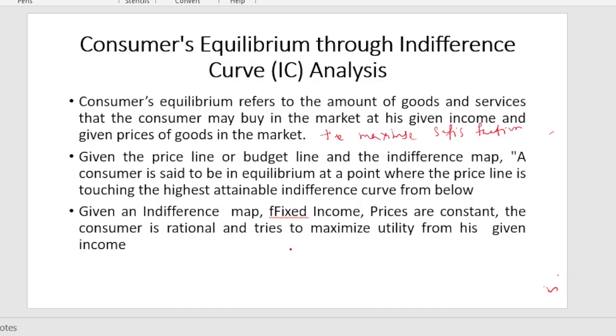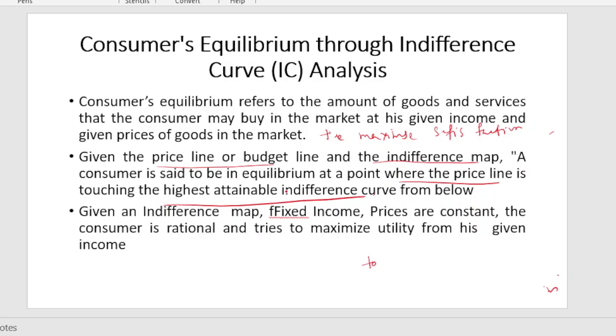Consumer equilibrium is the level at which a consumer maximizes his satisfaction with the given income, at the highest indifference curve, or the point where the price line touches the highest attainable indifference curve. He tries to maximize satisfaction from his given income. It can be portrayed with the help of a price line and an indifference map.